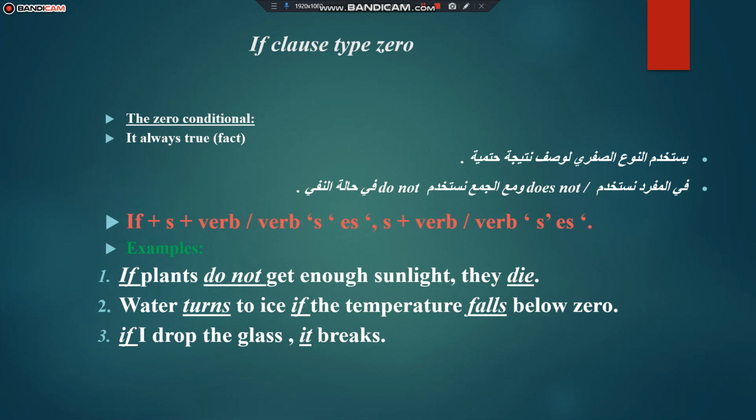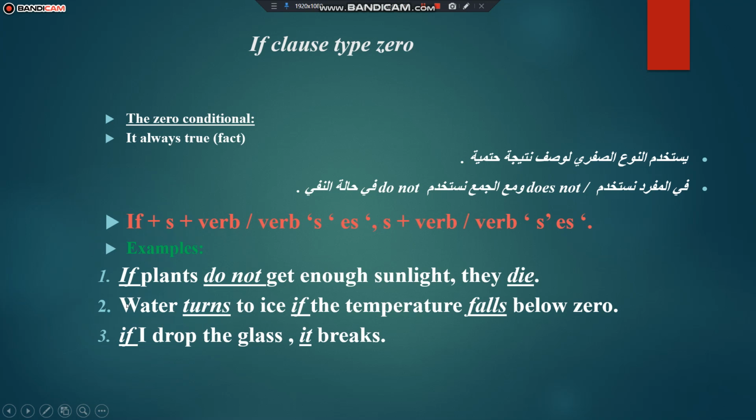Okay يا شباب. Now يا شباب, الفورمال if clause type 0: if plus subject. If a subject is singular, we have to add s or es to the verb. If a subject is plural, we just use the base form of the verb without adding s or es to it. Main clause: subject plus verb. We use don't or doesn't to change a sentence from affirmative into negative with if clause type 0. Okay?